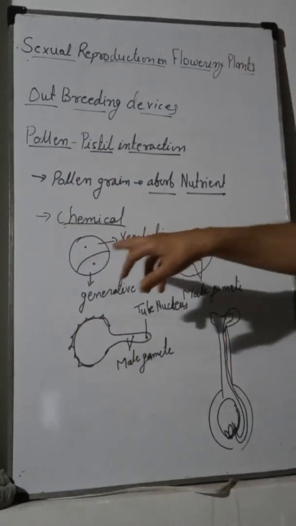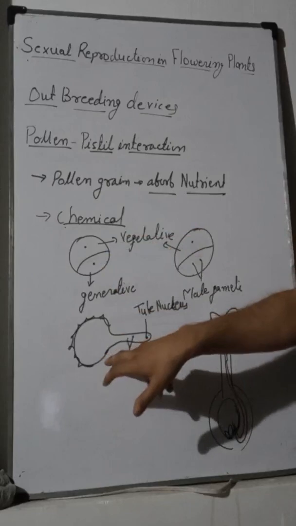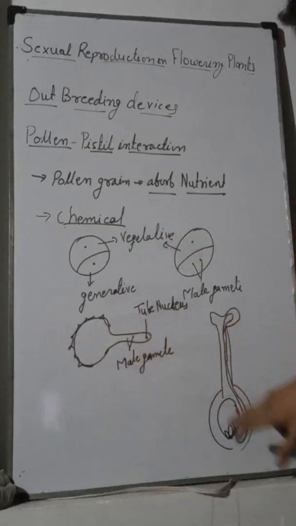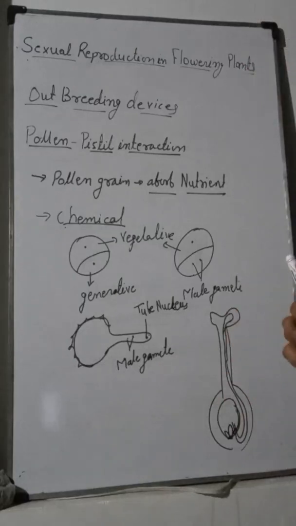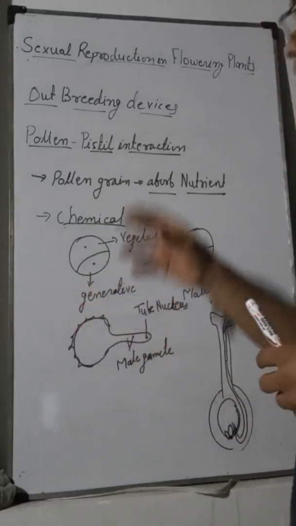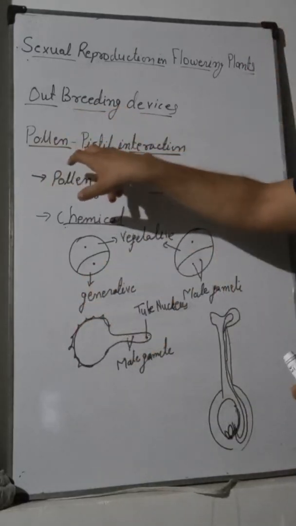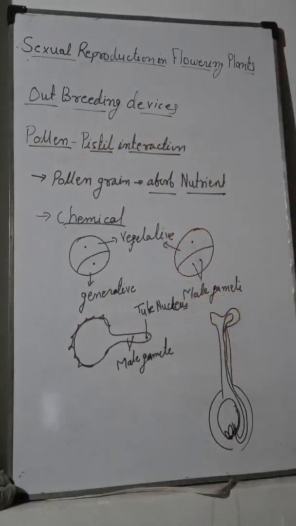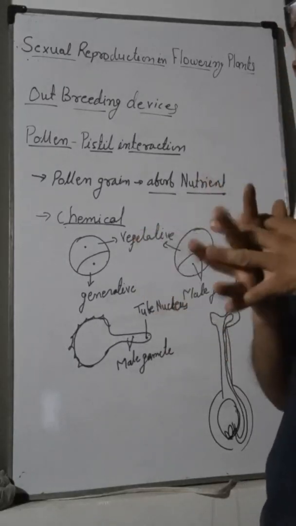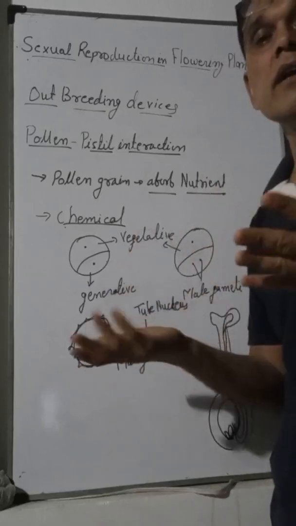From this stage, from the germination of the pollen tube until this stage, all the events that occur on the stigma are part of the pollen pistil interaction. All the events in the pollen pistil interaction require different times. Means the pollen germination requires different times.